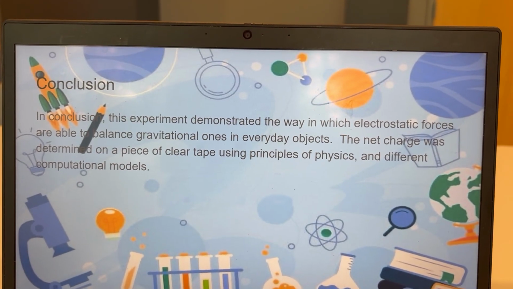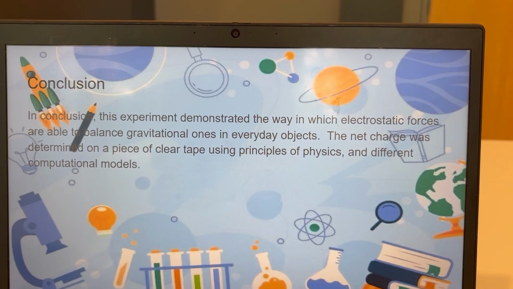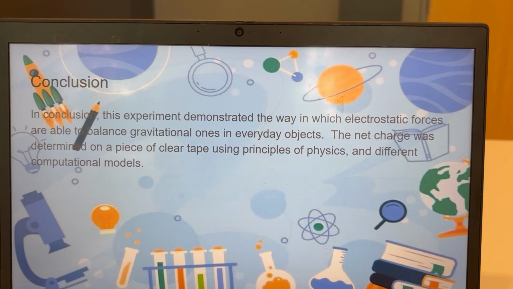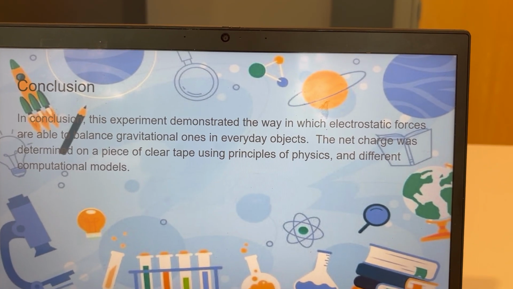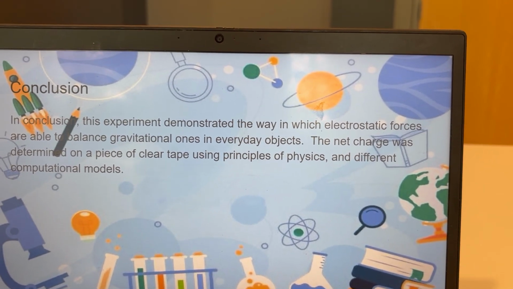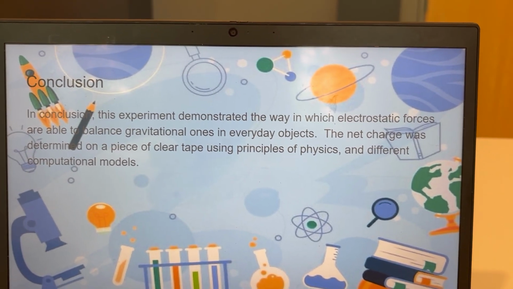In conclusion, this experiment demonstrates the way in which electrostatic forces are able to balance gravitational ones in everyday objects. The net charge was determined on a piece of clear tape using principles of physics and different computational models.